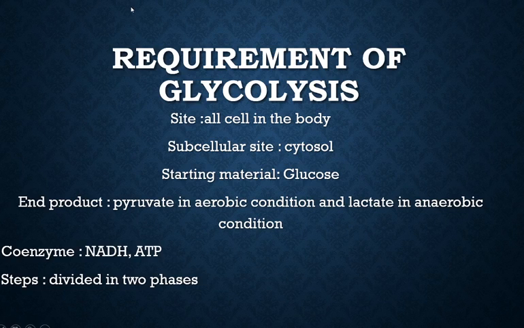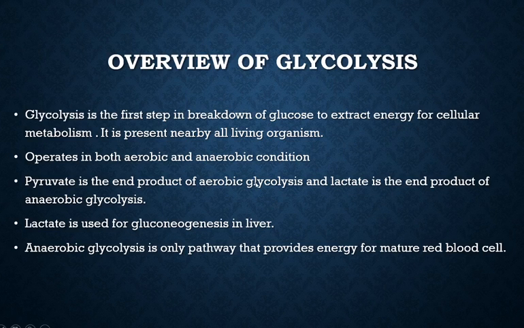Let's read the requirements of glycolysis. The site is all cells in the body, subcellular site is the cytosol, starting material is glucose, end product is pyruvate in aerobic condition and lactate in anaerobic condition. Coenzyme: NAD, ATP. Steps are divided into two phases. So you can note this down in your notebook.